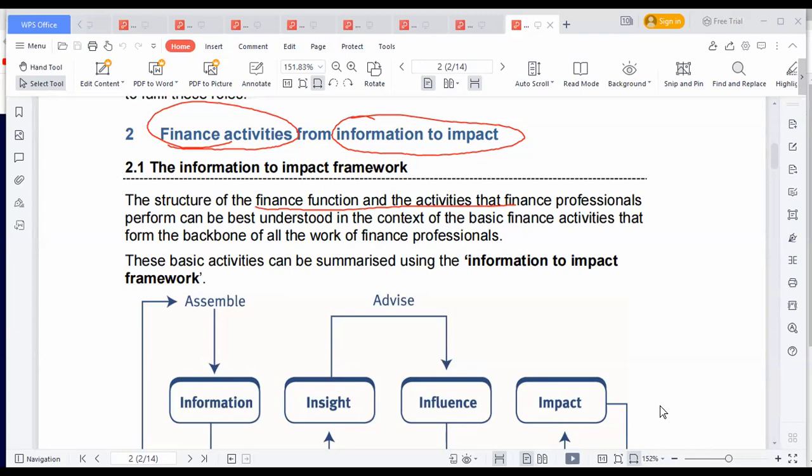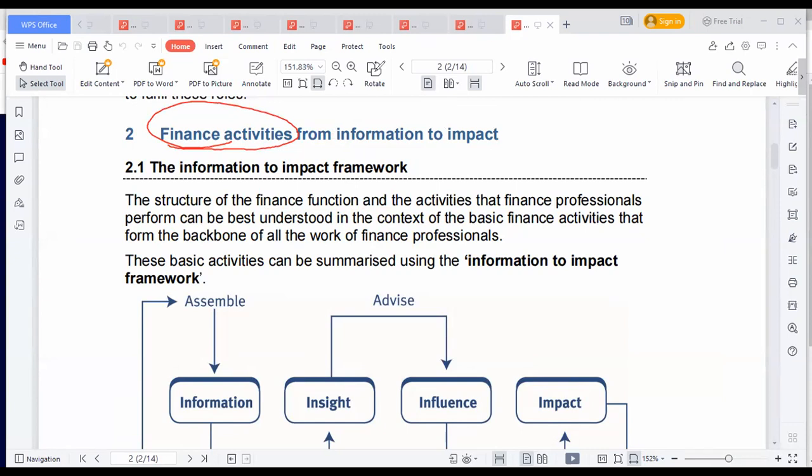So let's look at what comprises the information. Sorry, guys, just 1 minute. Okay, I think I'm there now.